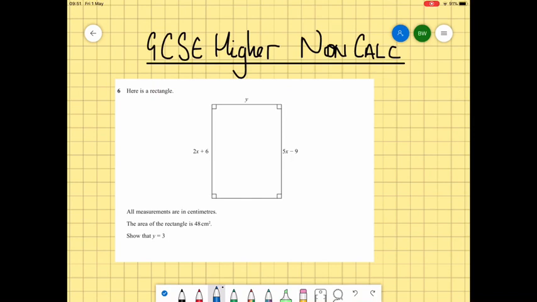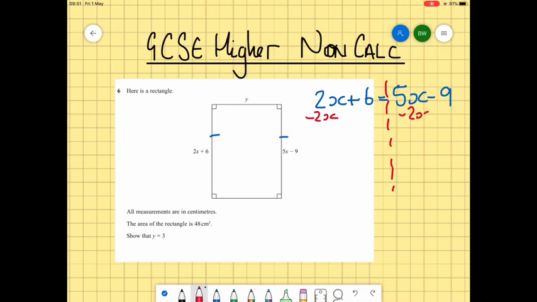First thing I'm going to do in this question, if I know it's a rectangle, I know that this side and this side are equal. So that tells me that 2x plus 6 is equal to 5x minus 9. And I've formed an equation there. Now in order to solve that equation, I'm going to minus 2x from both sides first. So I'm left with 6 equals 3x minus 9.